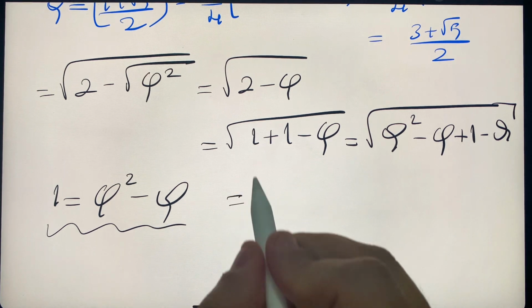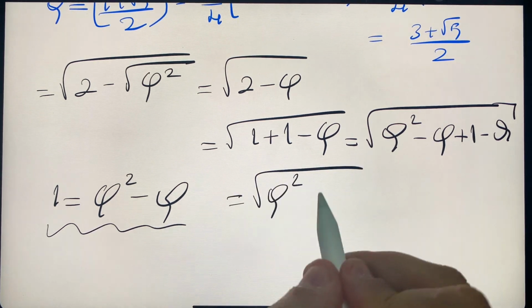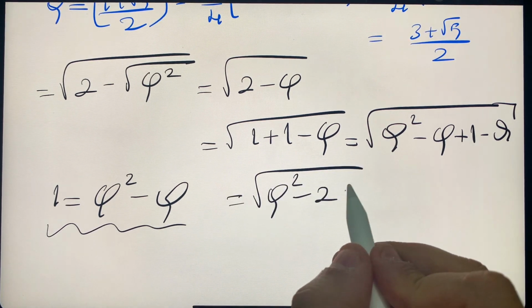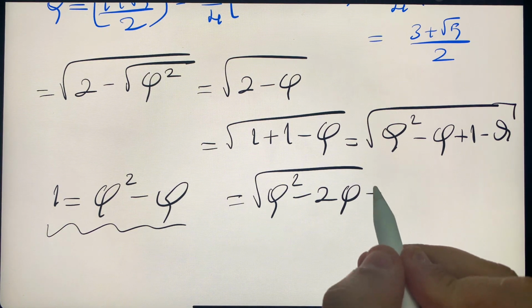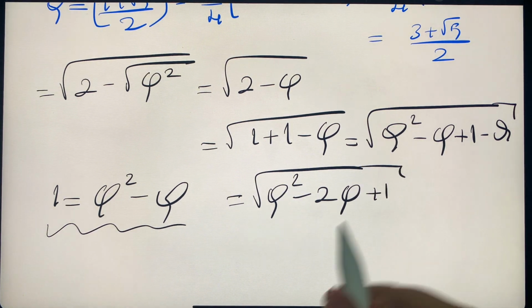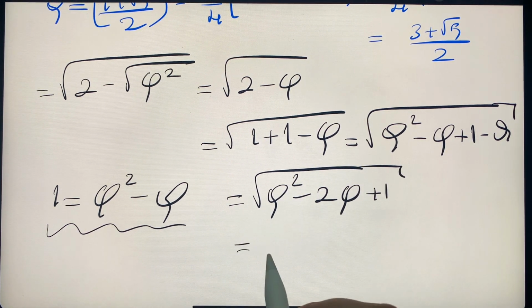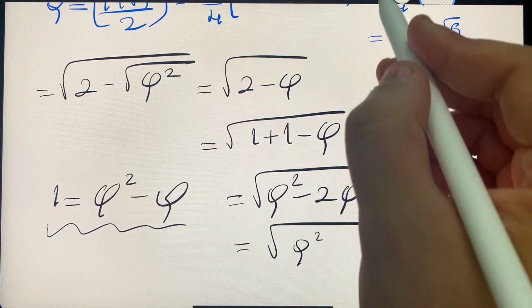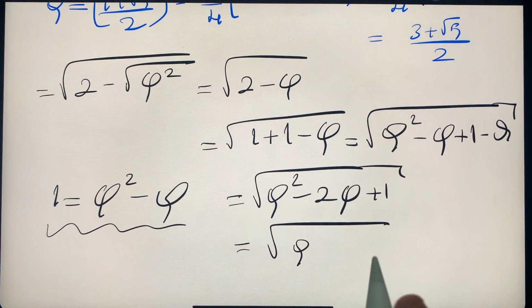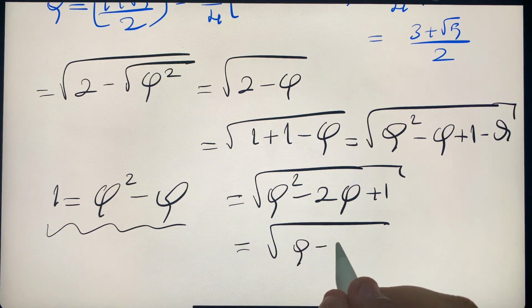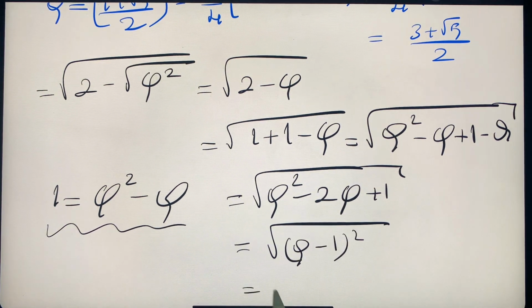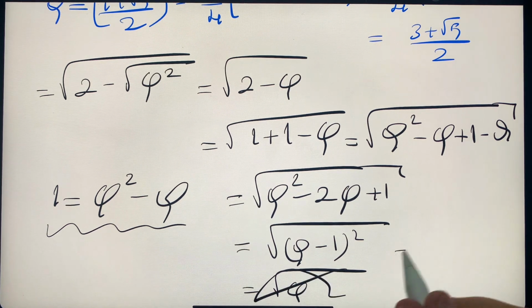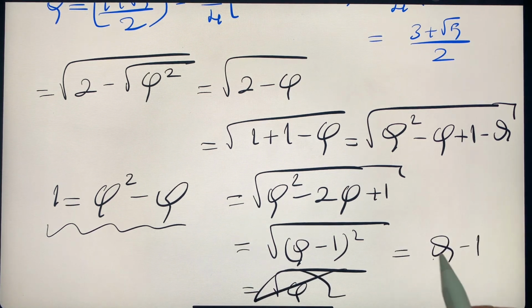I continued. What has this turned into? Phi squared minus 2 times phi plus 1. So what is this, guys? Why will it come out of the root? So sorry, what is this? If you think phi minus 1 squared, what will our answer come from here? Phi minus 1 will come out, guys.